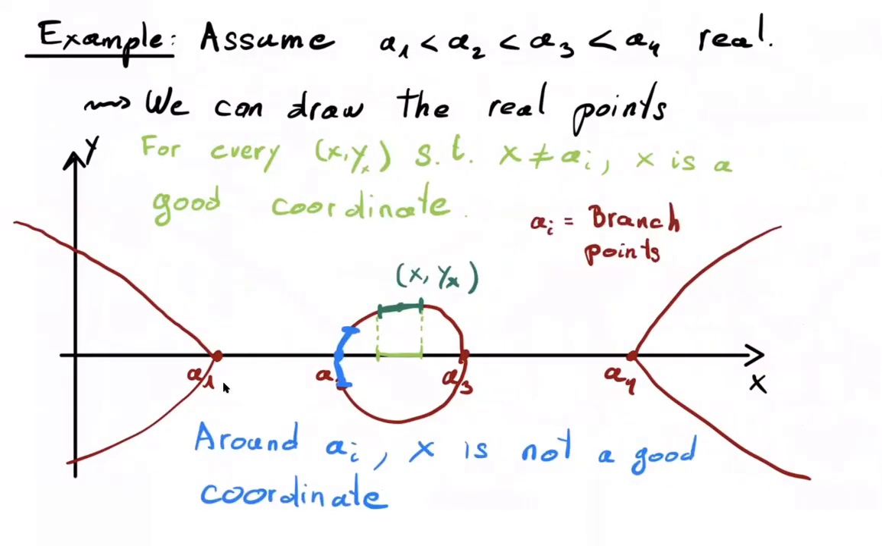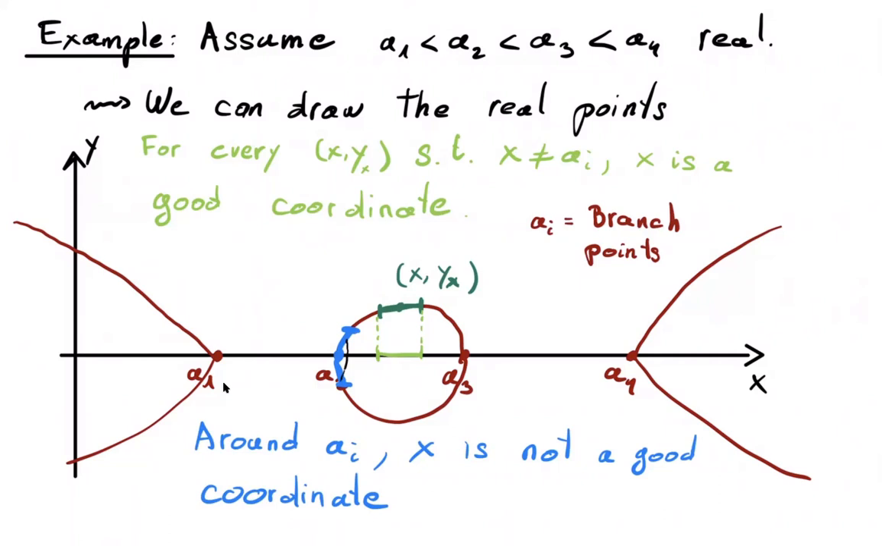However, you can also easily check that in the neighborhood of one of the AIs, that will never work, because in the neighborhood of AI, I always have in this neighborhood at least 2 different points that have the same x, right? Like these 2 which have the same x, for example. So x alone is not good to specify a point in the blue.